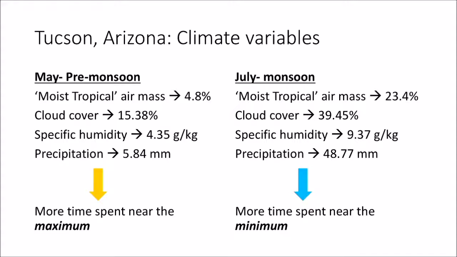So we see, for example, during May, our pre-monsoon month, where we have the weird leftward skew in temperature, the synoptic climatology shows very low prevalence of moist tropical air mass. So typically it's a very warm to hot but dry pattern. Minimal cloud cover, very low humidity, minimal precipitation. So the hypothesis then being that more time is spent near the maximum because of the very dry atmosphere, you can warm up very quickly through the morning and throughout the day.